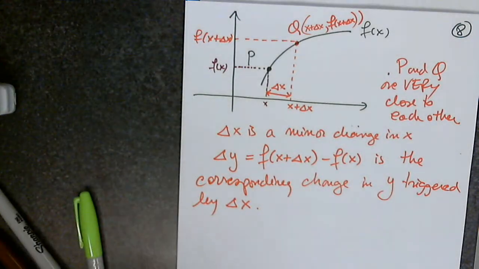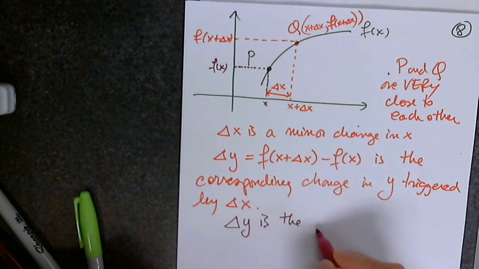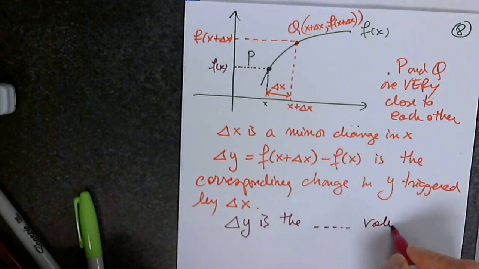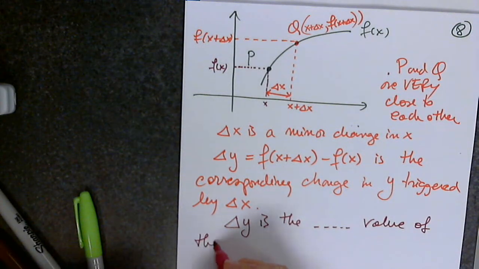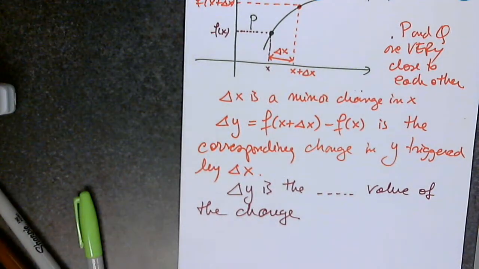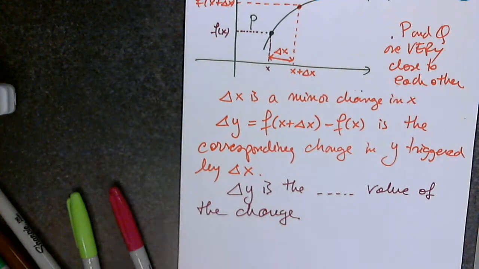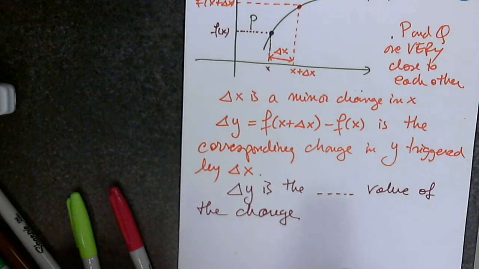Now, also it's very important to write that delta y is the, I'm missing a word there. Which word is missing? What do you think? Give it a shot. Delta y is the value of the change.